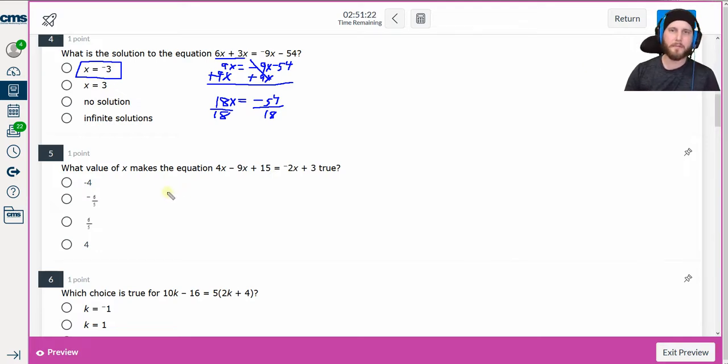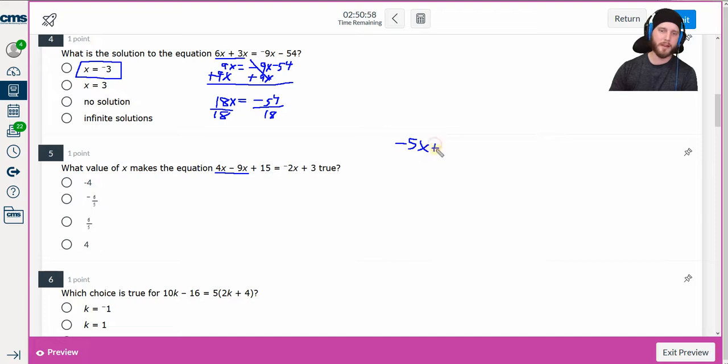Let's move on to number 5. For number 5, what value of x makes the equation 4x minus 9x plus 15 equal negative 2x plus 3 true? Alright, so for starters, we'll have to combine that, which unfortunately is going to result in a negative. 4x minus 9x gives me negative 5x. And we still have the plus 15 equals, on the right side, negative 2x plus 3.